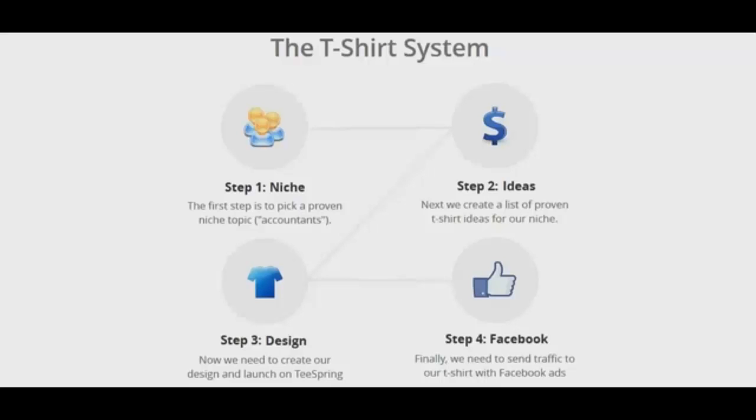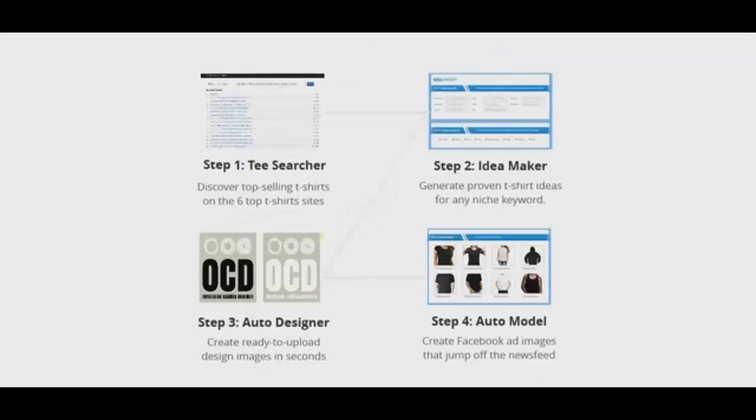The third step is we need to actually create our design and launch it on Teespring. This is the physical image that we're going to upload onto our t-shirt. We upload this to Teespring and Teespring starts selling it. And then the fourth and final step is that we want to send traffic to our Teespring design so that people can actually buy, and we do this using Facebook ads. And as I'm about to show you, Titan pretty much automates the entire system, so all four steps are largely automated in a way that's never been done before.